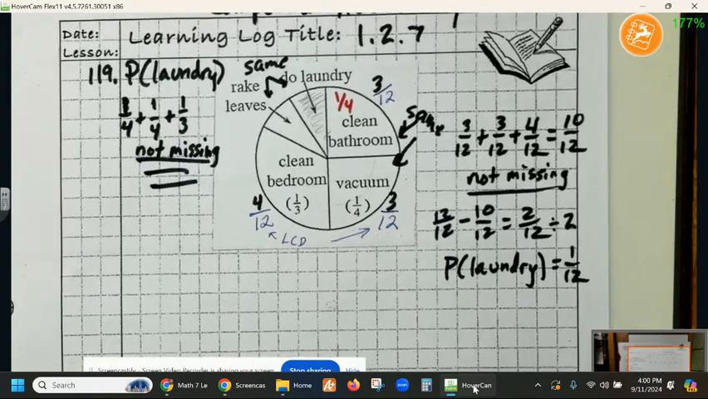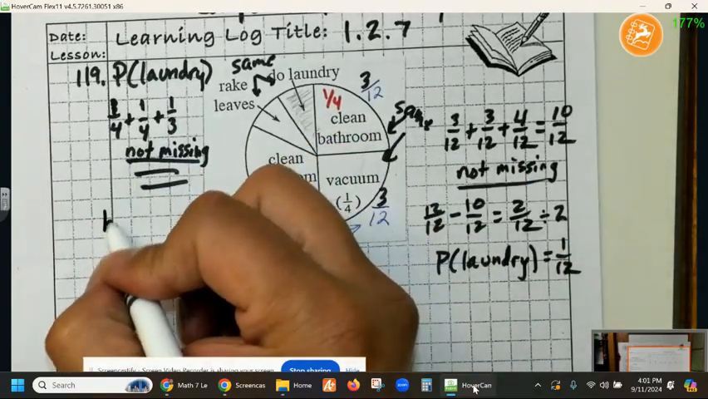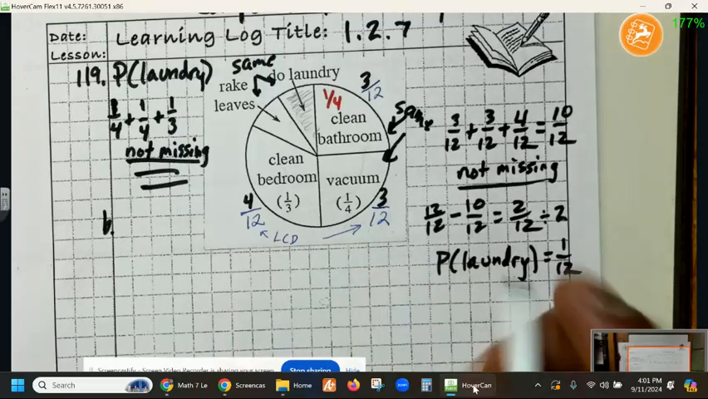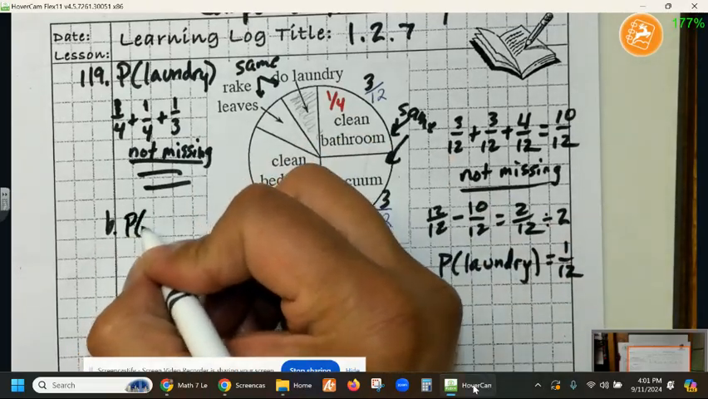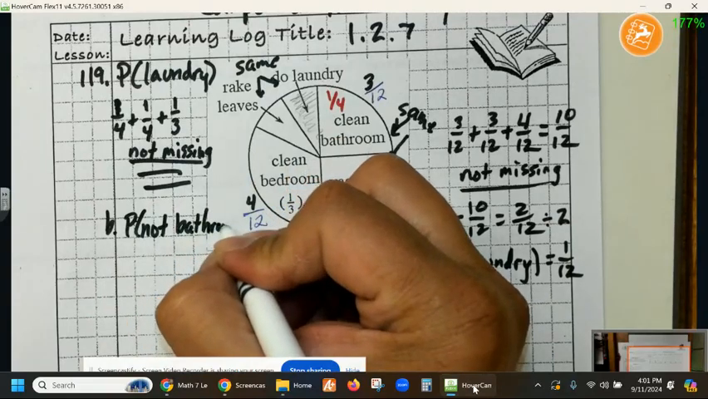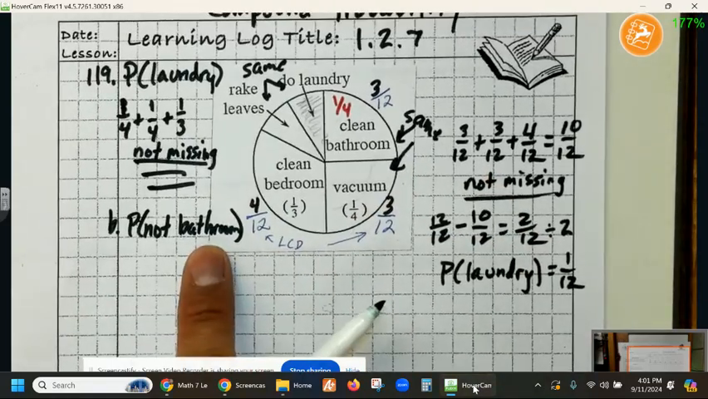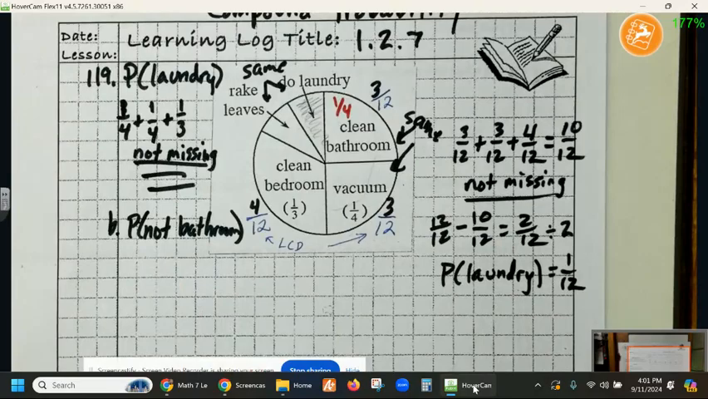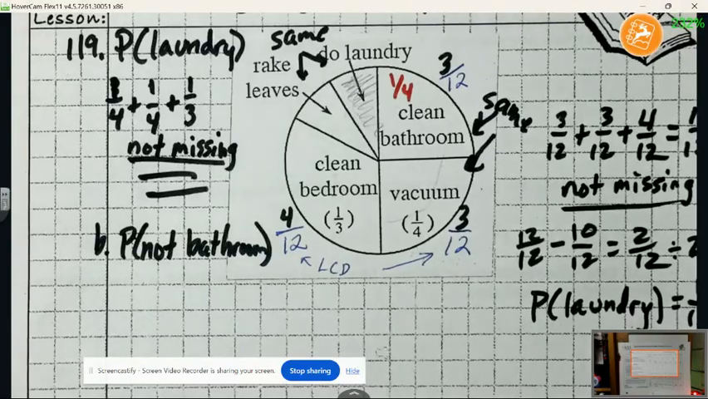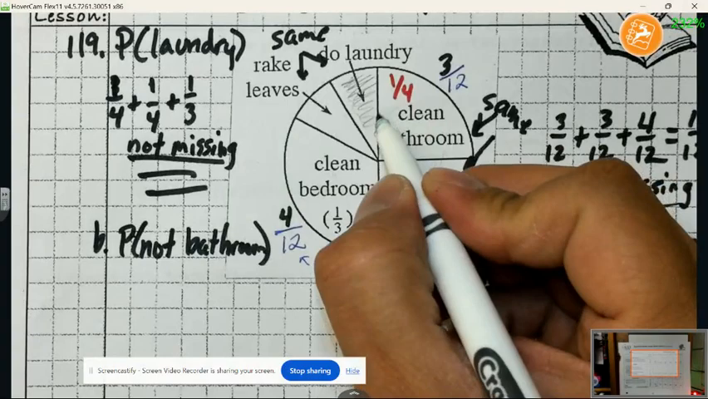All right, so the next question is, he really does not like cleaning the bathroom. So what we're going to do is find the probability that he is not going to clean the bathroom. Now again, that's the complement of cleaning the bathroom. So first, let's look at the probability of cleaning the bathroom. Cleaning the bathroom is 1/4.